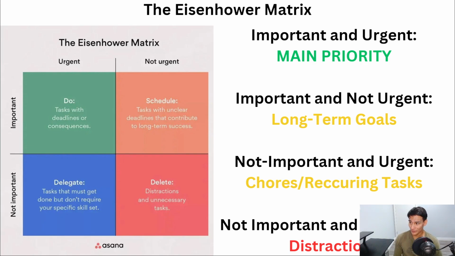Now, after that, you've got not urgent and important. Those you would schedule. These are tasks with unclear deadlines that contribute to long-term success. And then you have the urgent stuff, but it's not important for you to do in terms of long-term goals. That is stuff that you would consider delegating, which are tasks that have to get done but don't require your specific skill set or your specific time investment, if that makes sense. So for me, I would put chores there, tasks that you have to do at all times, recurring every day.